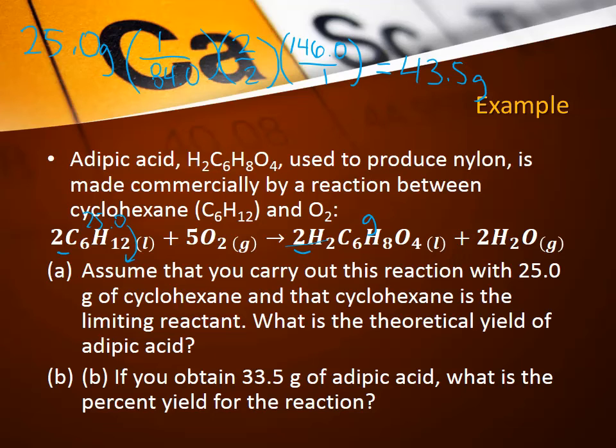Well, we were shooting for 43.5 grams. That's our theoretical yield. We actually got 33.5 grams. Our percent yield then ends up getting us about 0.77, which is about 77%. Again, the biggest thing you're going to deal with is if they give you two different reactants, just take them both, figure out which produces the least.